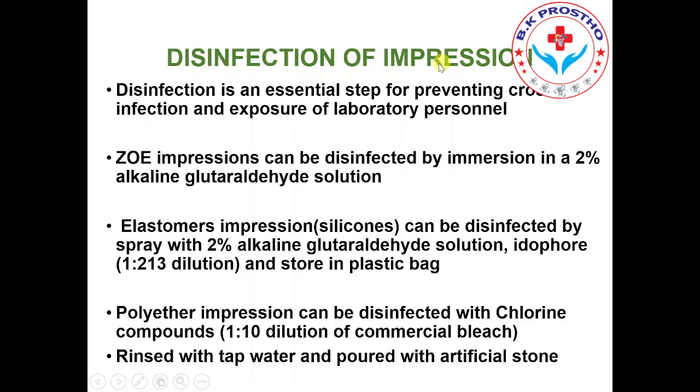Disinfection of the impression is an essential step for preventing cross-infection exposure of the laboratory persons. This disinfection is to be carried out after rinsing the impression with tap water, and the disinfection can be performed by immersion or spray technique. Alginate impression can be disinfected by immersion in a 2% alkaline glutaraldehyde solution. Elastomer impression materials, especially hydrophilic material, can be disinfected by spray with 2% alkaline glutaraldehyde solution or iodophor 1:213 dilution, stored in plastic bags for 10 minutes.